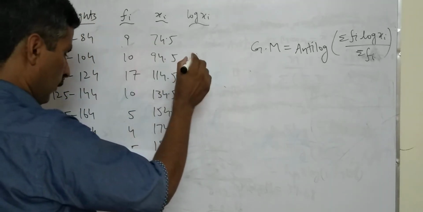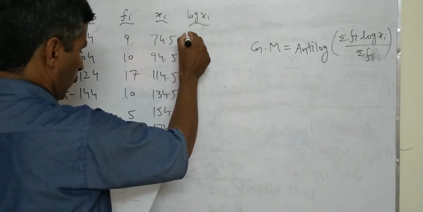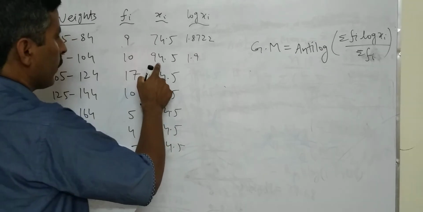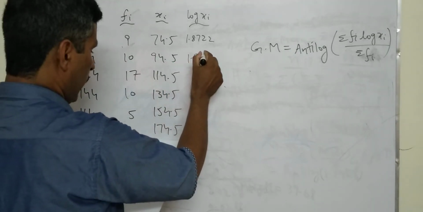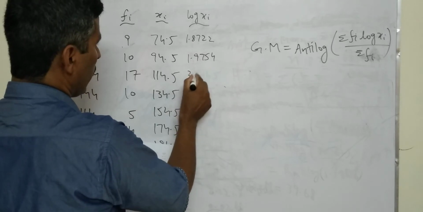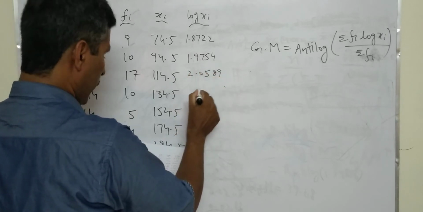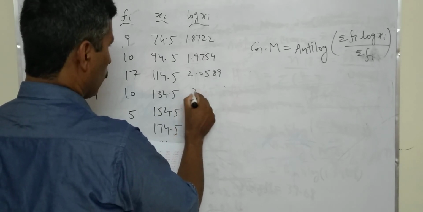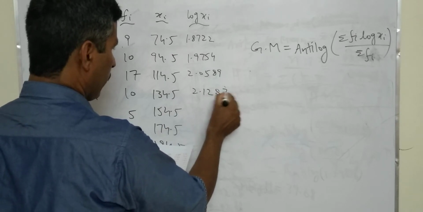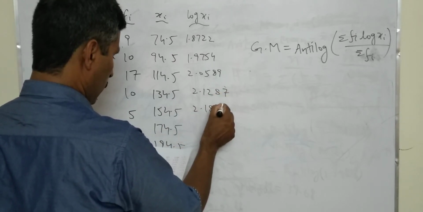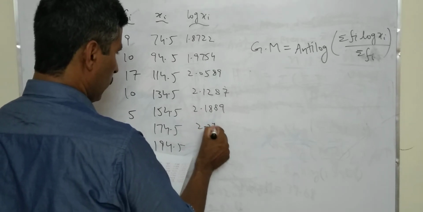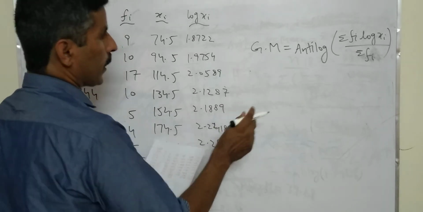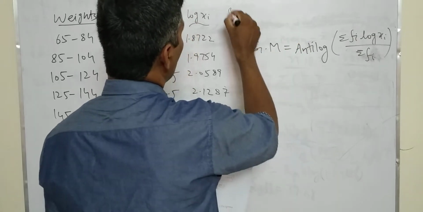Now log of 74.5 is equal to 1.8722, and then the log of 94.5 is equal to 1.9754. Then we have 2.0589. The log of 134.5 is 2.1287, and then we have 2.1889. Then we have 2.2418. Then we have 2.2889. So the next column, here we have fi multiplied by log of xi.